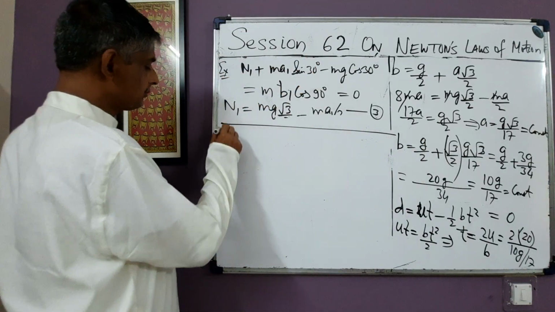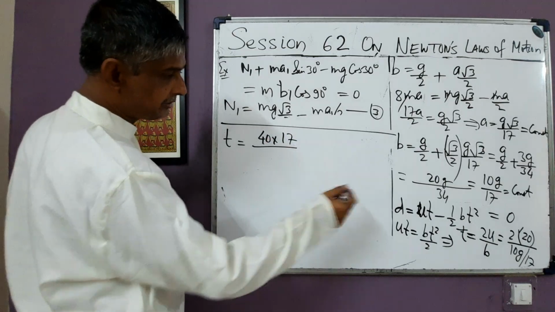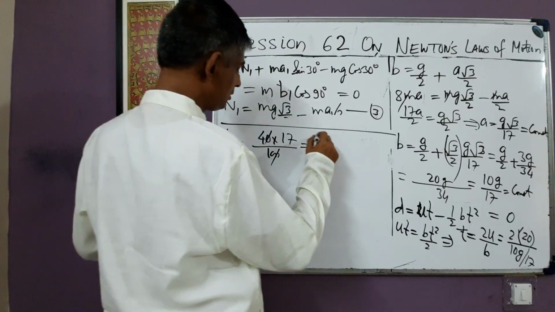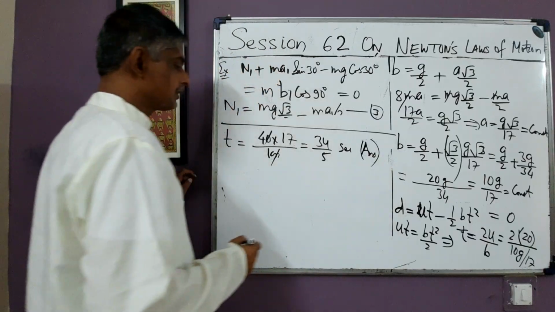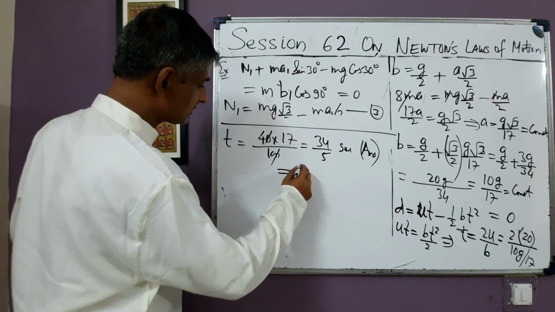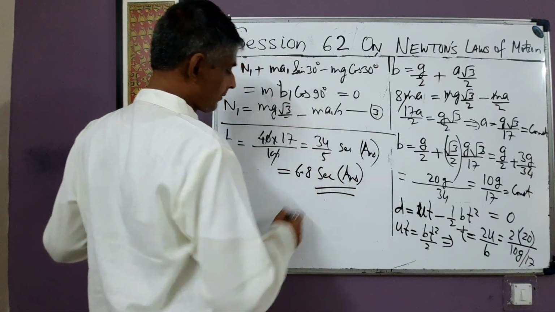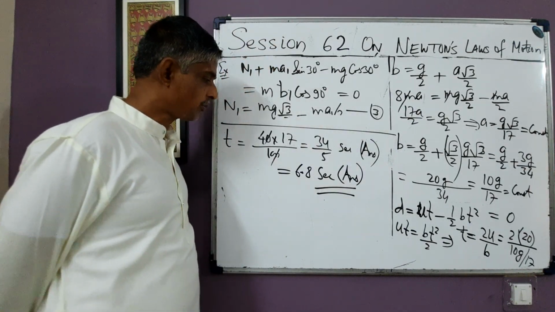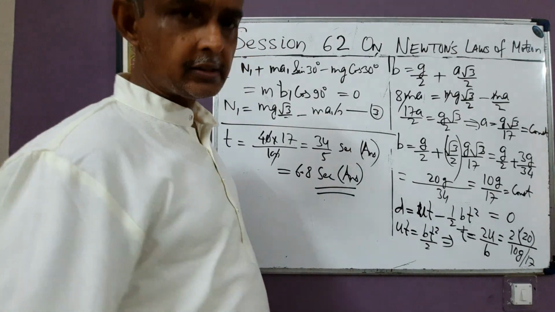So t becomes 40 into 17 by 10g, g is 10, so 10g becomes 100. This 0 goes away, 2 cancels out, 34 by 5 seconds. This is therefore the required answer. That is just 6.8 seconds. So the block will return to the lowest location of the wedge after 6.8 seconds. Is it alright? Fine.